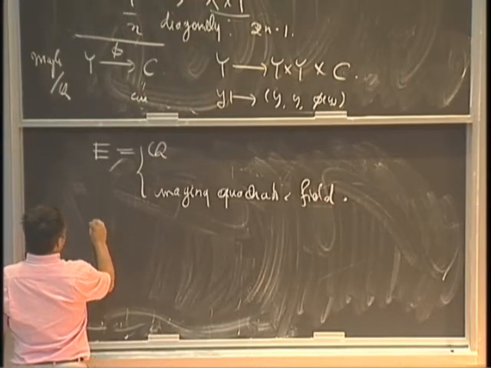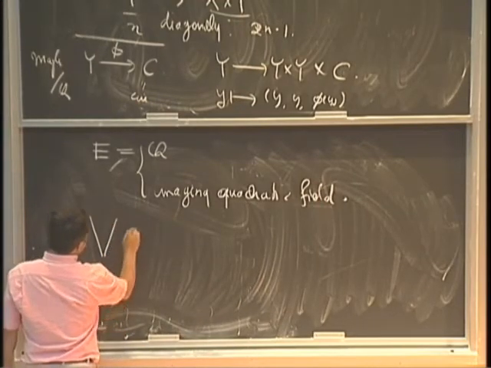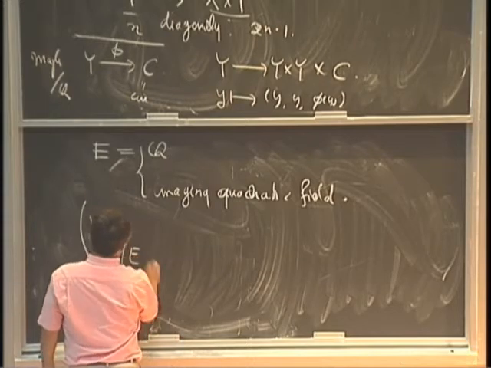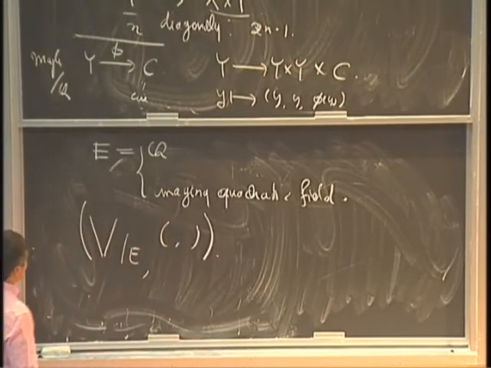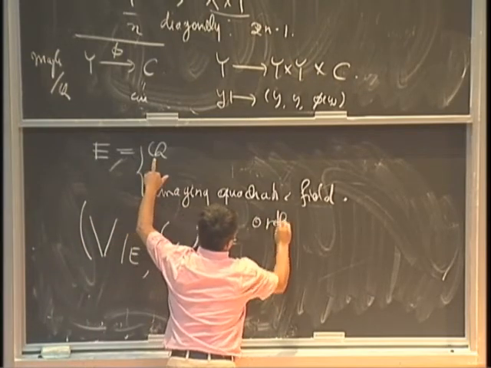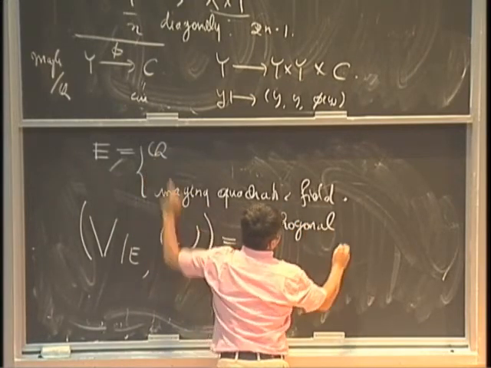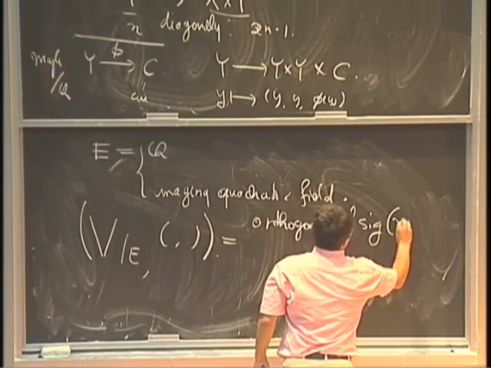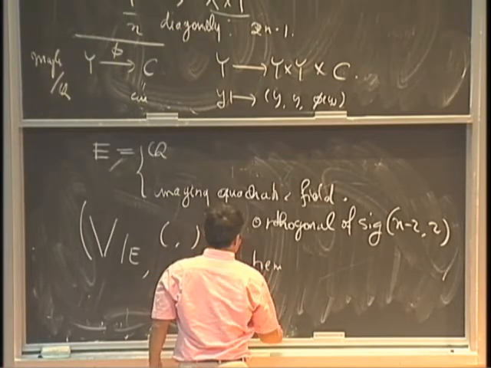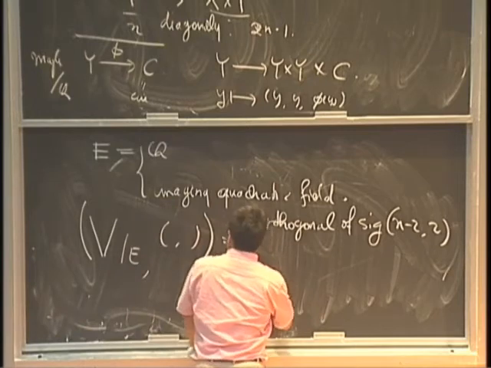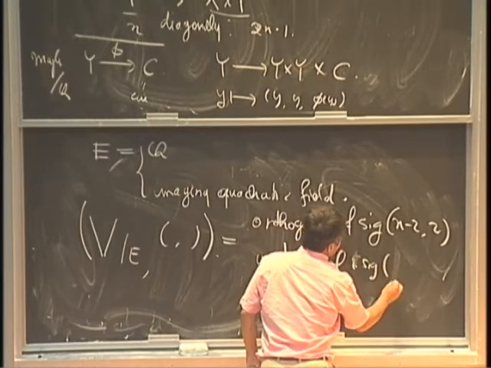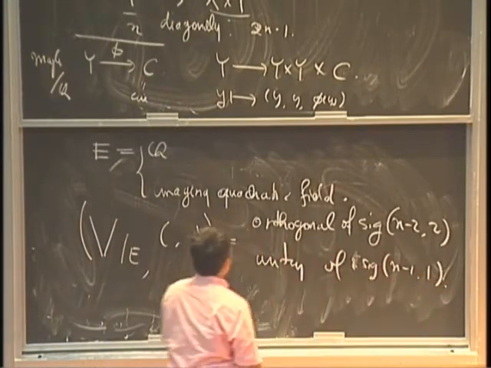And I start with a V over E with a pairing. So when E is Q, this is the orthogonal space of signature (n minus 2, 2), or Hermitian, or unitary, of signature (n minus 1, 1). Right, we get this thing.